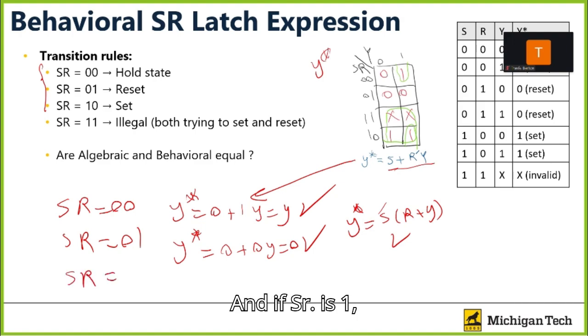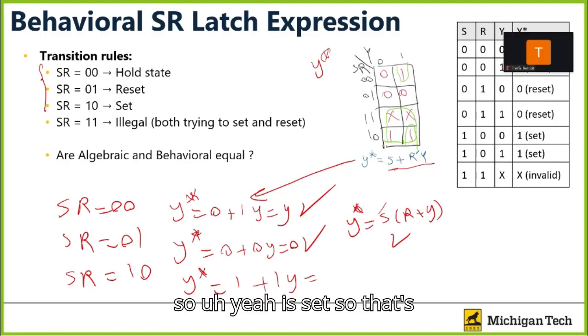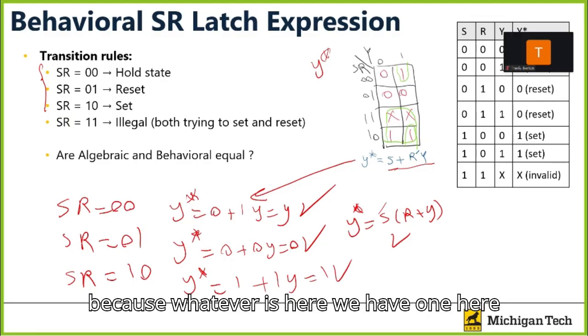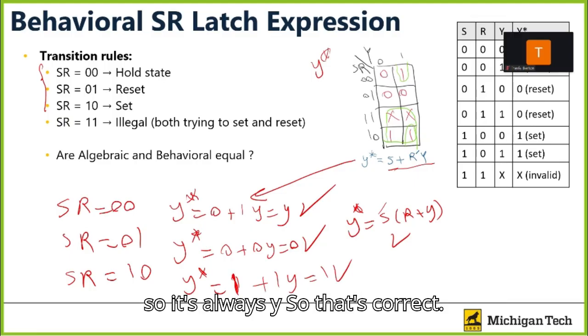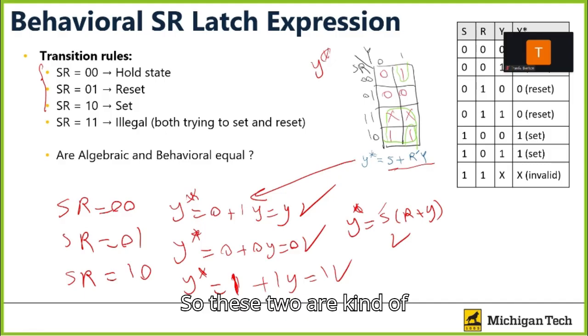And if SR is 1, 0, Y star is equal to 1 plus, what is R? R is 0, so R bar is 1, 1 times Y. Oh, 1, so yeah, it's set. So that's correct too. Because whatever is here, we have 1 here, so it's always 1. So that's correct. So these two are kind of consistent, but algebraically are not equal.